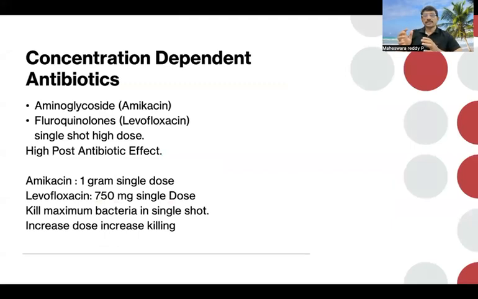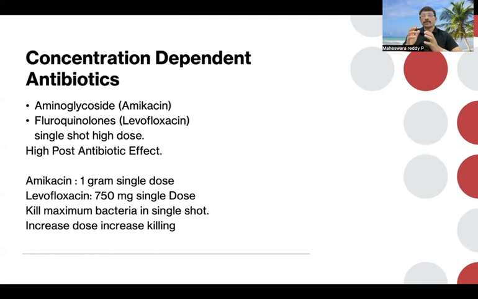The two most common concentration dependent antibiotics we use are aminoglycosides, that is amikacin, and fluoroquinolones, like levofloxacin. These two antibiotics we use almost daily in the OPD or ICU. They are concentration dependent, which means they should be given in a single shot, but the dose should be very high, because of the high post-antibiotic effect; the action on the bacteria will last longer.